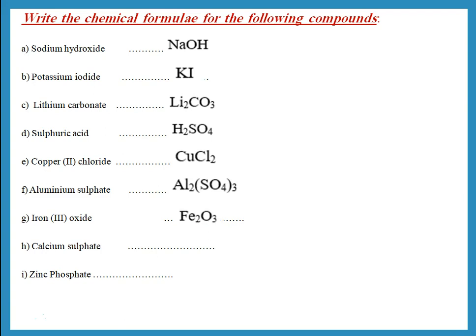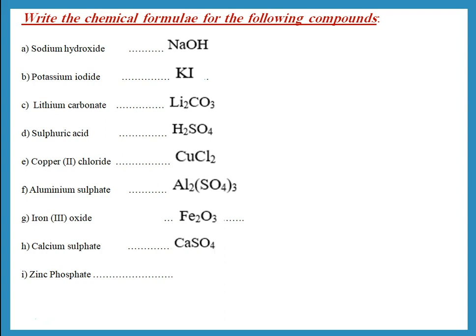Iron 3 oxide, the valency of iron is 3, so the 3 goes under the oxygen. And the valency of oxygen is 2, that goes under the iron. Remember, the valency of something goes under the other one. So when I say iron 3, I mean the iron has a valency of 3, that means the 3 goes under whatever is next to it, not under itself.